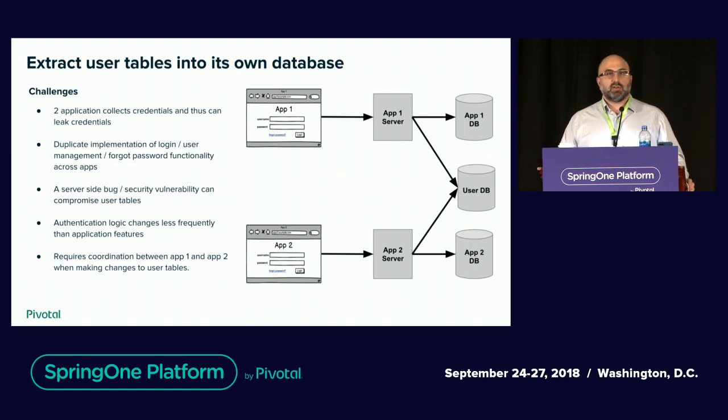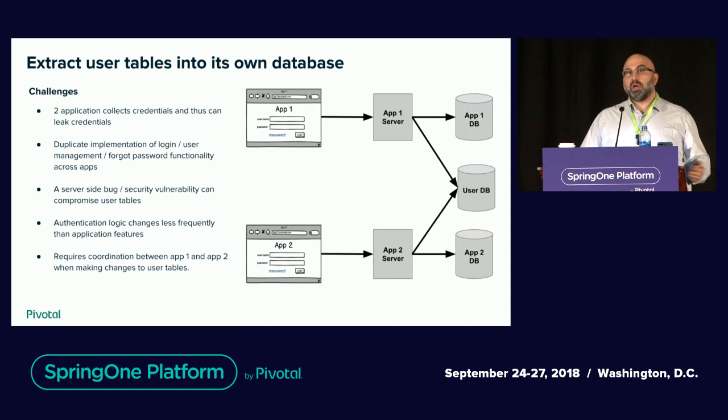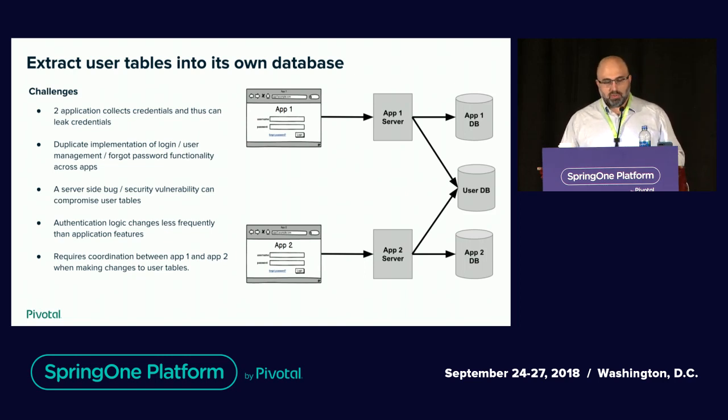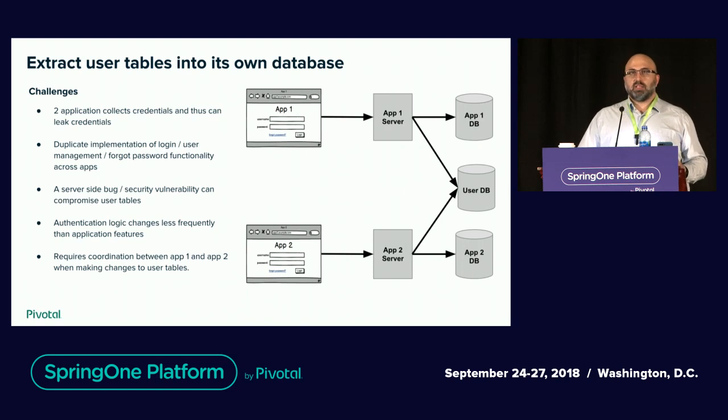You have two applications that are collecting usernames and passwords, so you're one developer away from logging passwords to the log files, or some other bug in the application that does SQL injection and lets you pick up people's usernames and credentials and other things like that. You have duplicate code that's in application 1 and application 2. Authentication logic, again, changes a lot less than the rest of your applications, so you have to do a lot more regression testing to prove that things actually work. And so you need to do a lot of coordination between app 1 and app 2 whenever you're making releases with this approach.